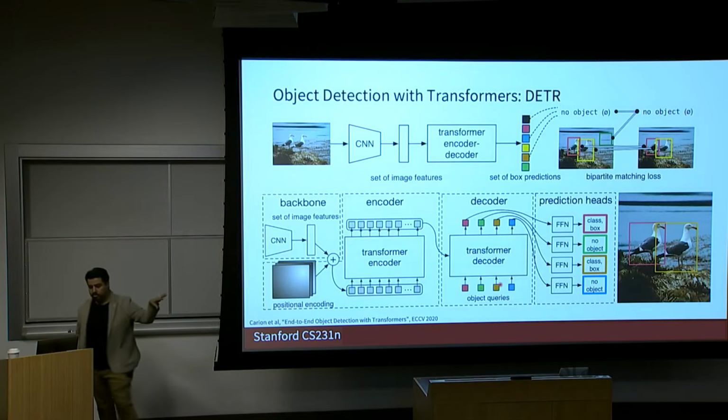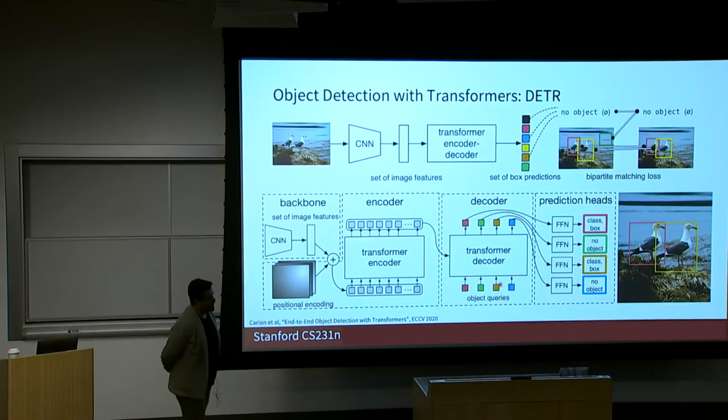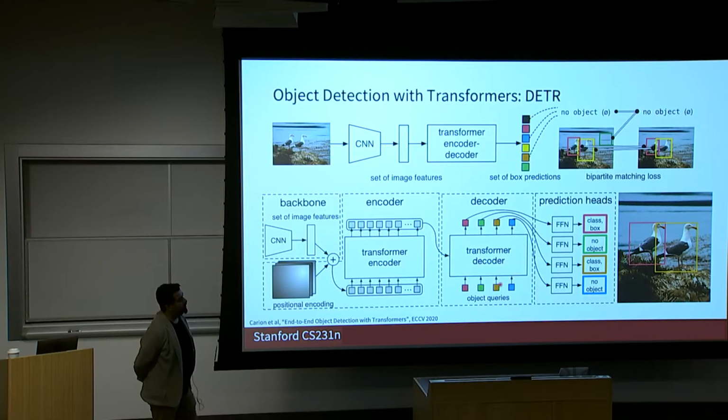Again, the question is what are object queries? They are trainable, learnable parameters. So you initialize them, the network finds the best values for them, and that's what you get as the output. The question is if there is any intuition for which FFN gets which box. The short answer to that is no.